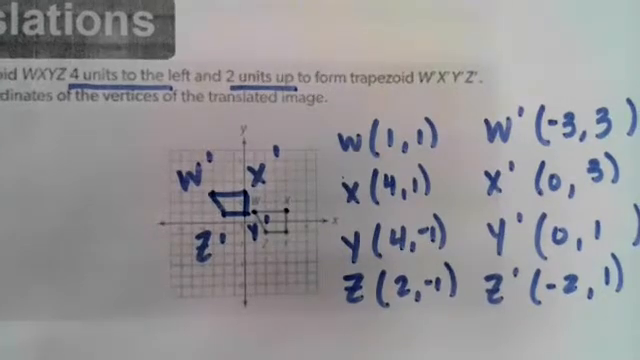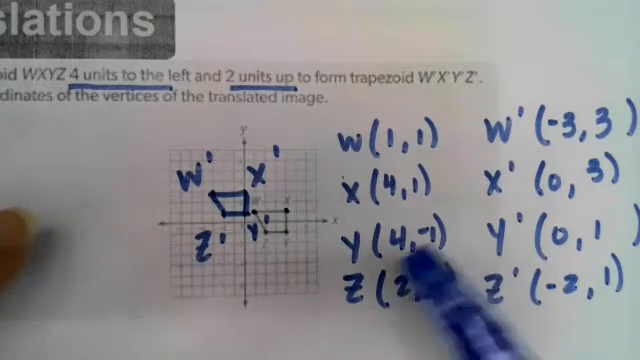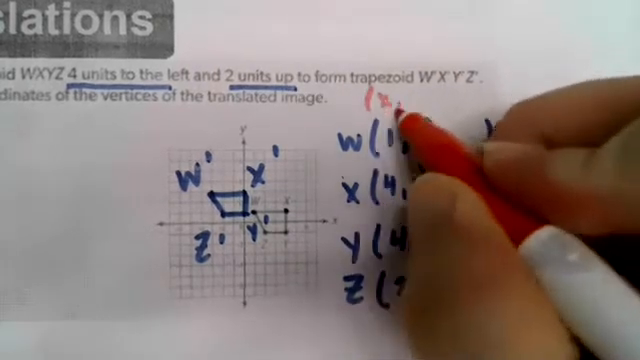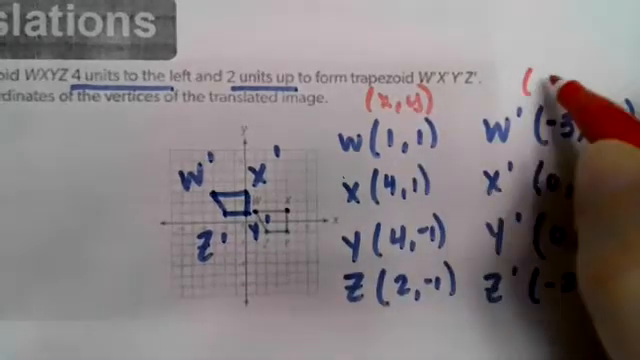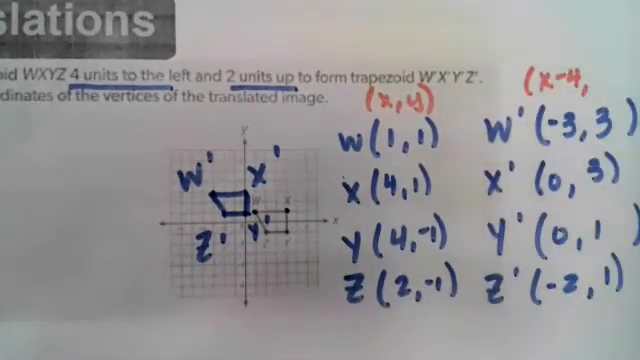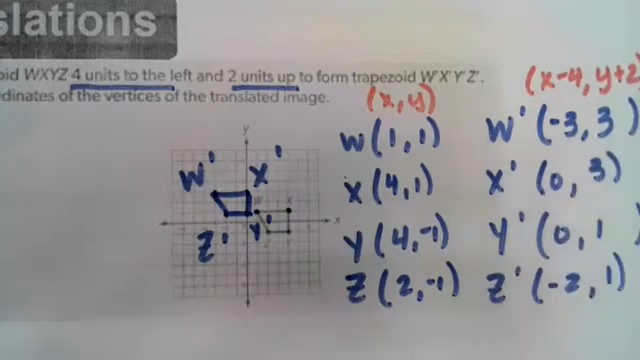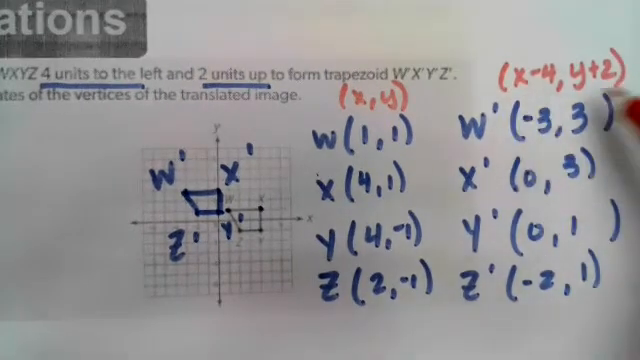So translations are probably the easiest of the transformations. You can do them on the coordinate plane by counting them out. Or if I had started with some x, y point, moving to the left means I'm going to subtract 4 from the x coordinate. And going up 2 means I'm going to add 2 to the y coordinate. So this would be my rule for it.